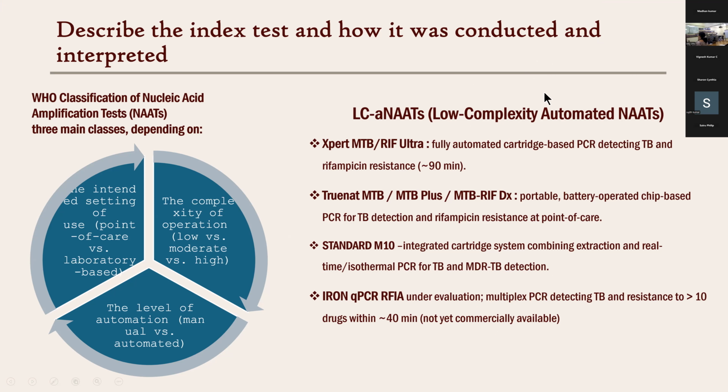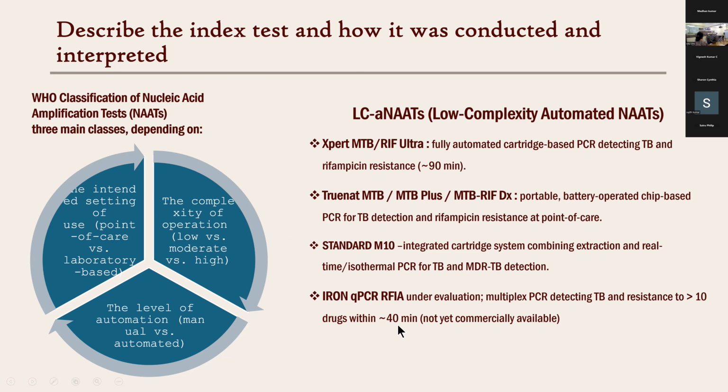So in the low complexity automated ones, there are 4 that the study has looked at. The most common one that we all know is Xpert Ultra. So that's what we are also using. But there's a TrueNat MTB that was by a company in Bangalore. But overall, studies have shown it's not as great. And there were only 3 studies of that. There's also the Standard M10 and Iron qPCR.